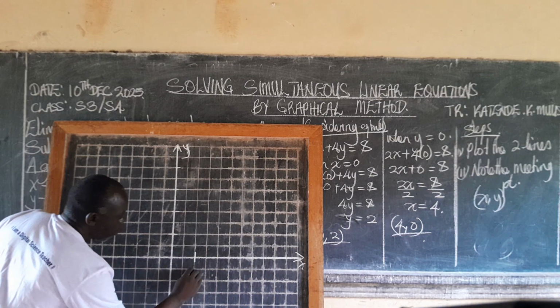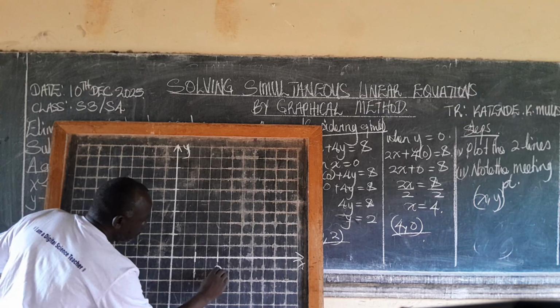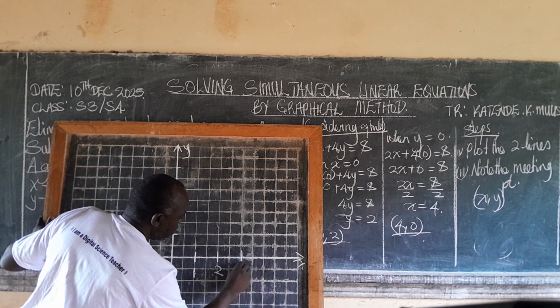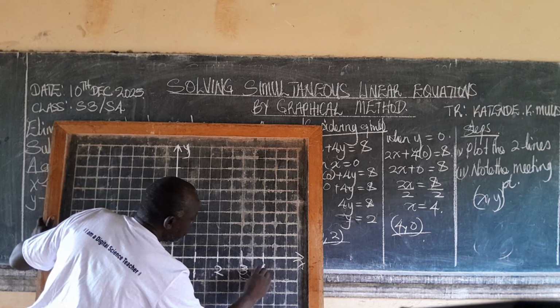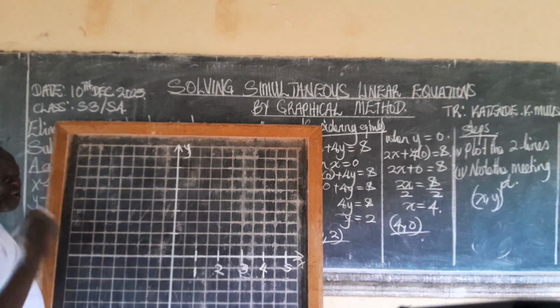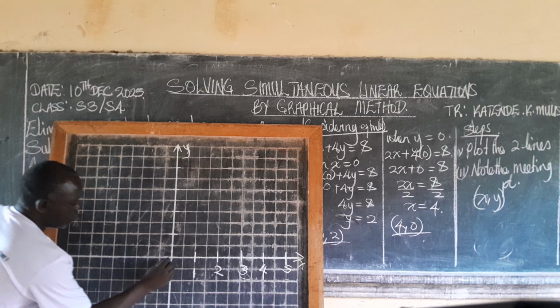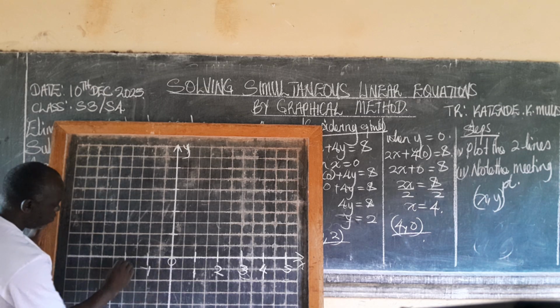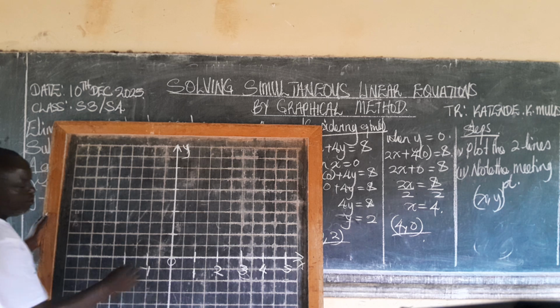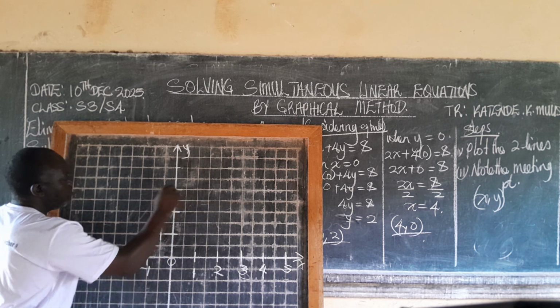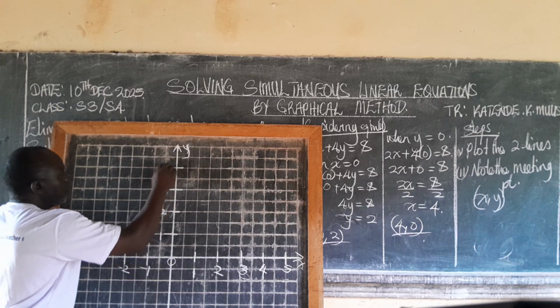Therefore, we can call this one 1, this one 2, this one 3, then this one 4, this one 5. That is along the x-axis. What we mean by that is a 0. This is -1, this is -2. Then this is 1, this is 2, this is 3, this is 4.